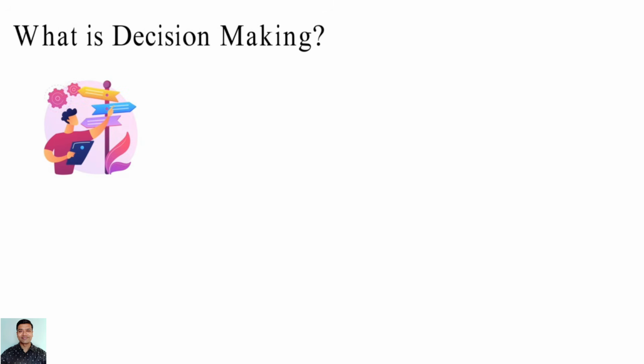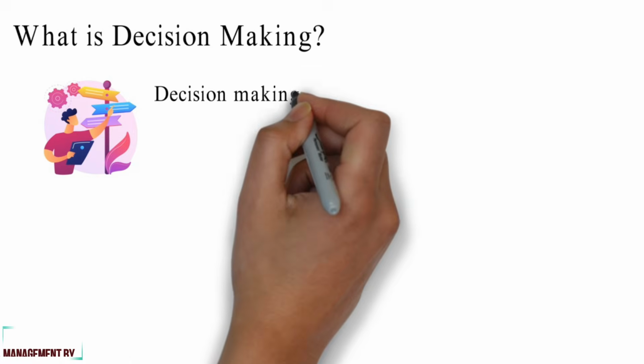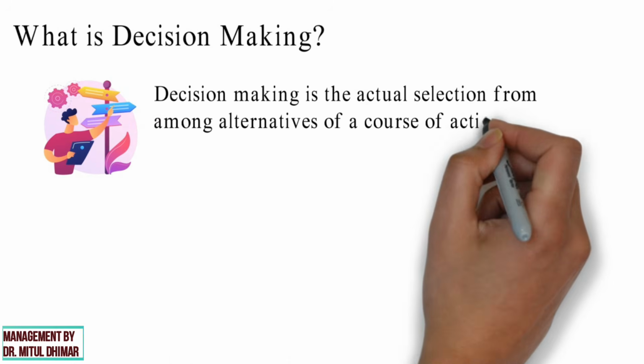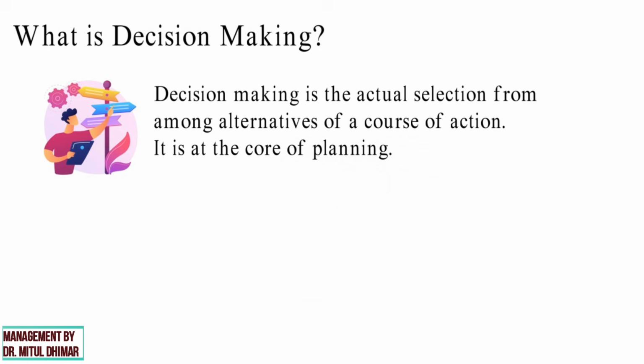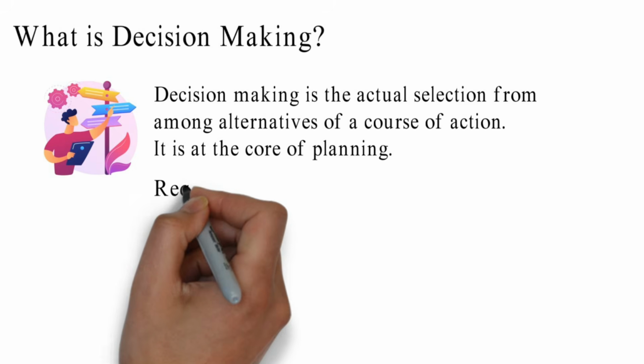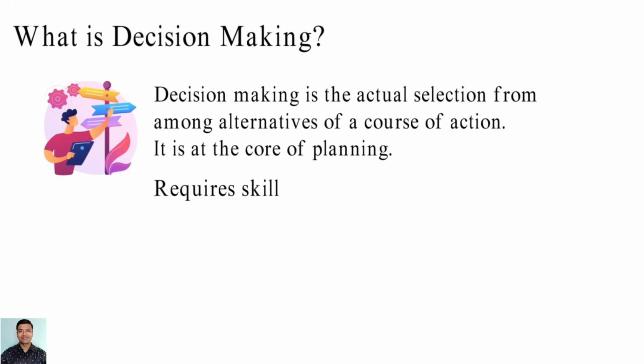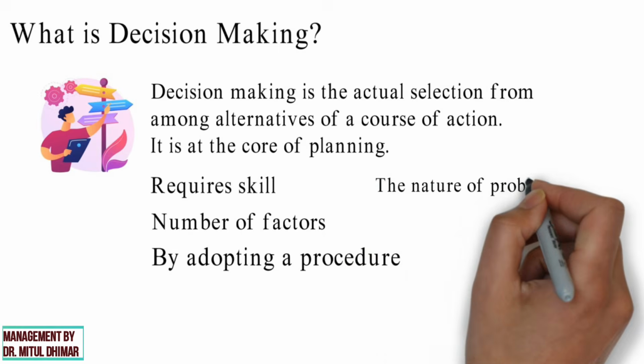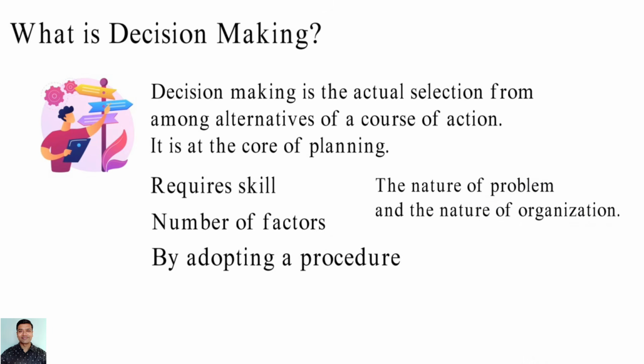According to Kunz and O'Donnell, decision making is the actual selection from among alternatives of a course of action. It is at the core of planning. Decision making is not an easy job. It requires a lot of skill. A decision making is affected by a number of factors. So, the manager can take good decision by adapting a procedure. The decision making process depends upon the nature of the problem and the nature of the organization.